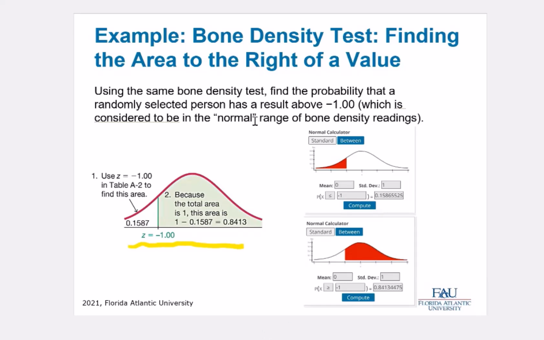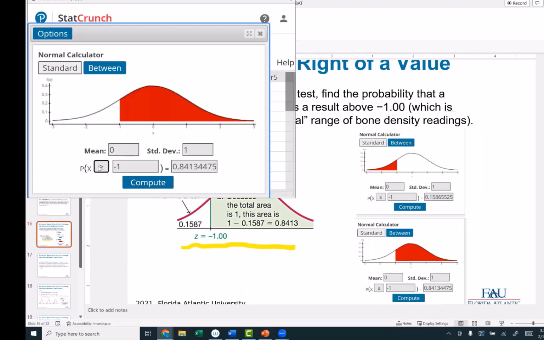This is the normal range of bone density readings. So we have less than or equal to -1. Now this is to the left of -1, because here's 0, so this is -1. And we have 0.1587.